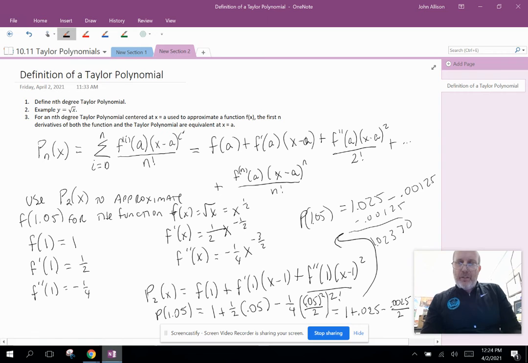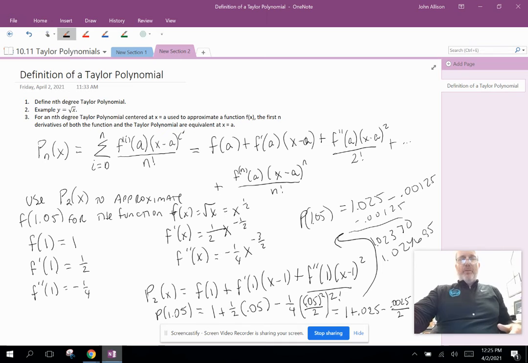Now, if I do the square root of 1.05 on my calculator, the actual value is 1.024695 and then some zeros and stuff. So you can see, sorry for the bells, that gives you a pretty good approximation. If we went ahead and did the third degree Taylor polynomial, we would get an even better approximation.